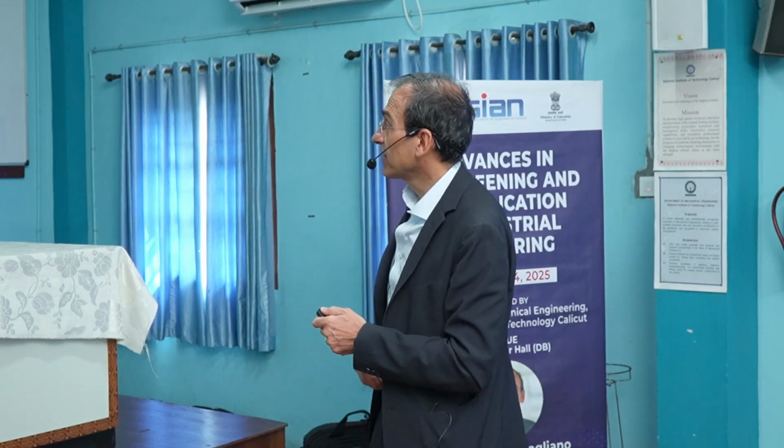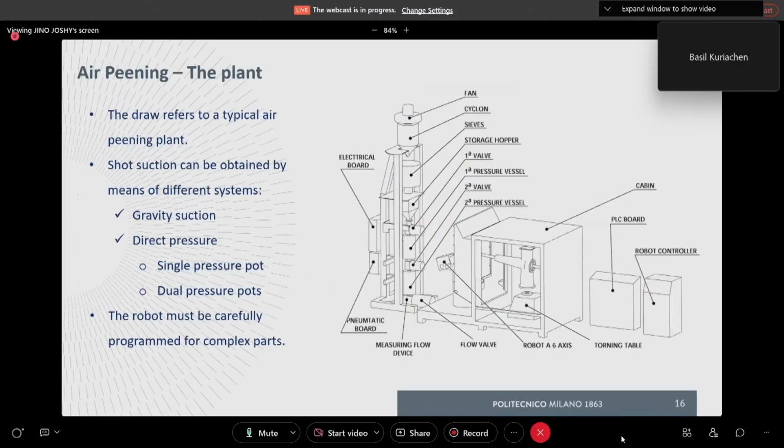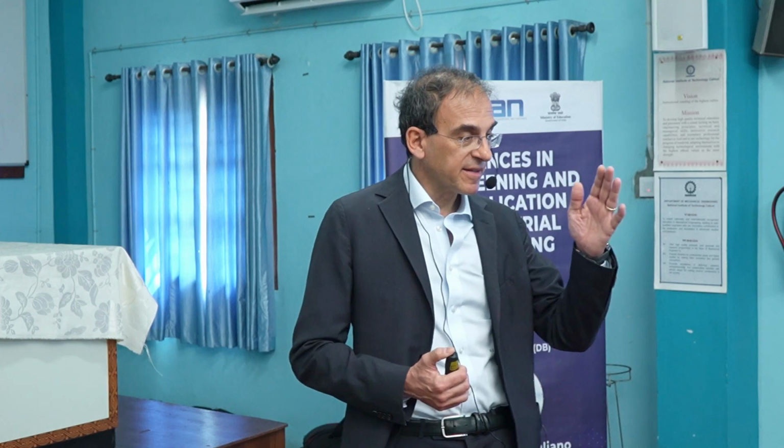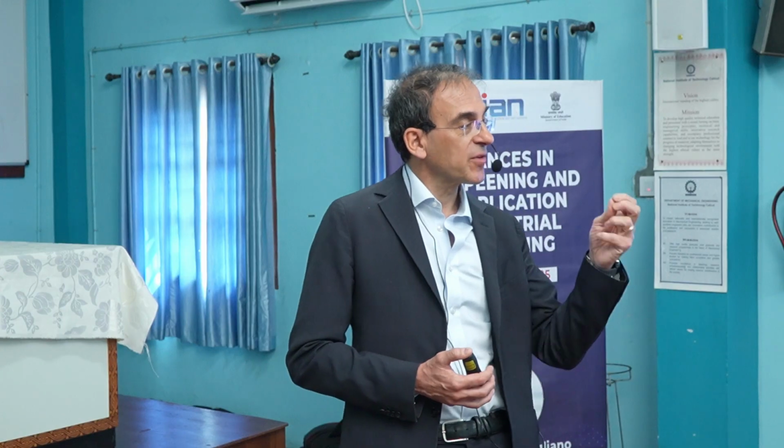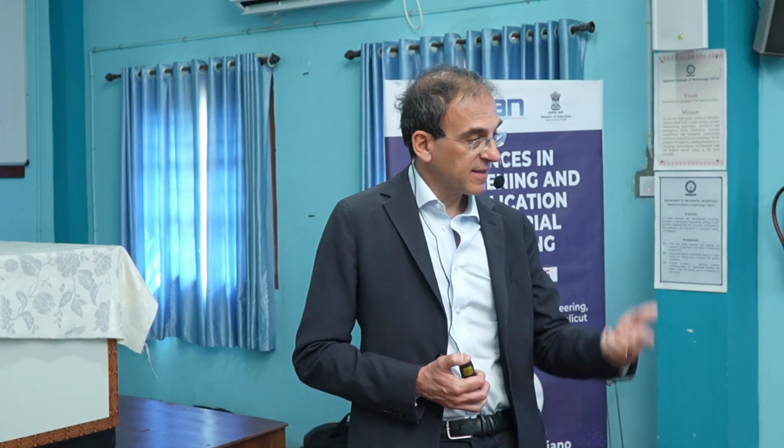And here you can see a schematic view of an air pinning plant. Okay, what can we see here? We can see the fan, the cyclone for collecting the shot. There is a sieve, the shots are sieved to retain the wrong ones and let go the right ones.